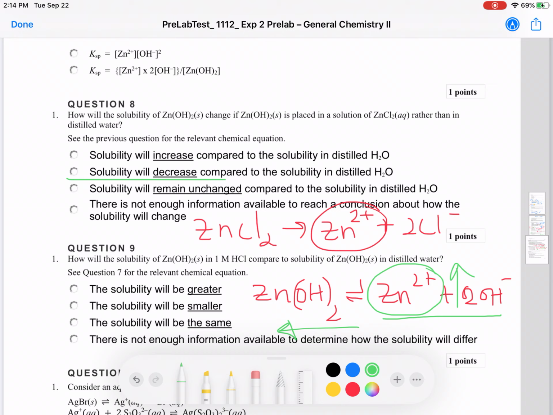Okay, did you get it? Again, the zinc chloride is a strong electrolyte which dissociates to yield zinc ions and chloride ions, and then by diluting it in distilled water will make solubility more, zinc hydroxide to be soluble more. Okay, and then the next one is similar to this.